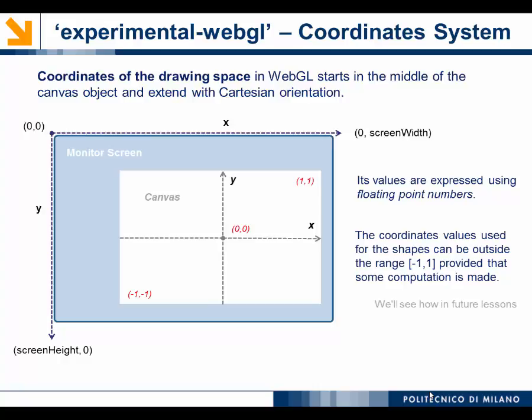Of course, it is possible to express the coordinates of our object in an arbitrary range, and then transform everything, normalize it inside this range. This will involve some matricial computation, which will be covered first in the theoretical part and then seen in practice.